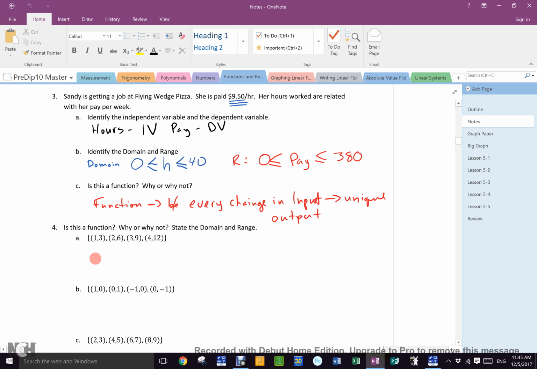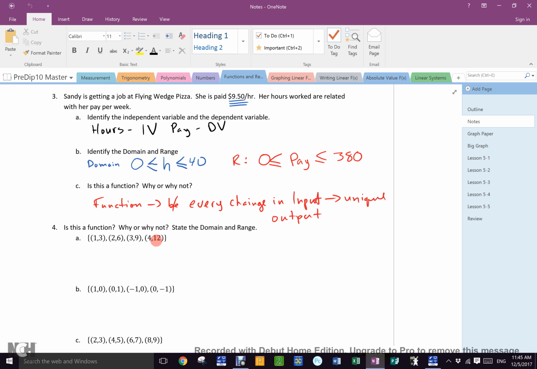Coordinates. Coordinates are x and y. Which of those is independent? X. So which of those are elements of the domain? X coordinates. What of those are the x coordinates? 1, 2, 3, and 4. Excellent. All right. So first we got to decide if it's a function.